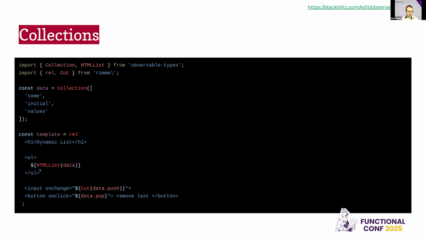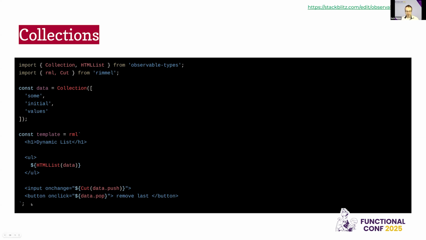For this list, we are using this HTML list, which means don't just dump the data as it is, but treat it as this clever, reactive list. And this is how we feed it. Cut is another event adapter. It cuts the content of this input box and feeds your stream with the value of the input, right? So whenever you type something and hit enter, it will clear the box and feed your list. And you can call all other methods of this array and treat it as an array.